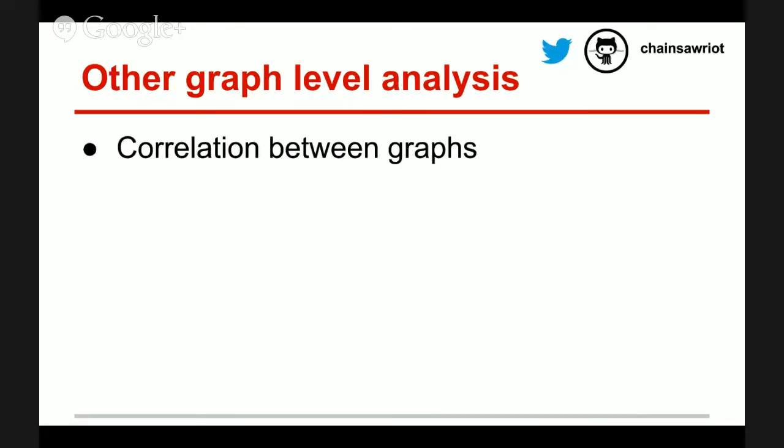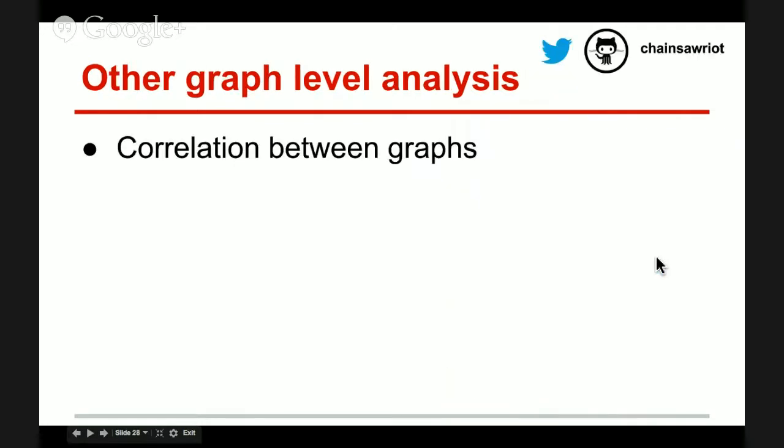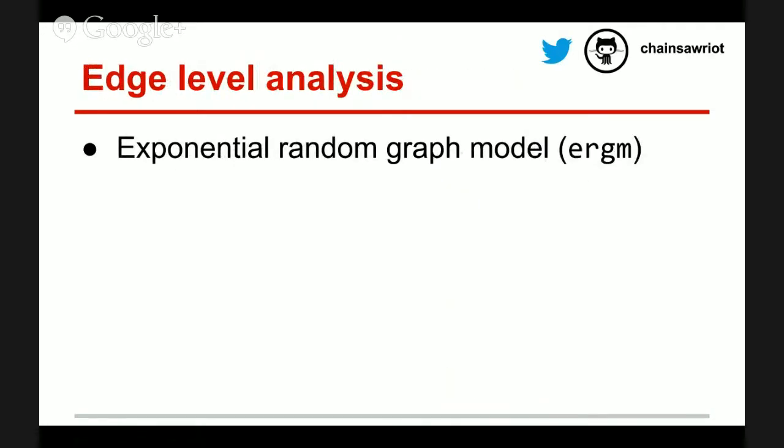Another graph level analysis is to do the correlation between graphs. For example, if you have the same set of nodes, you can study the correlation between these two graphs. And if you want to study why edges are formed between two nodes, you can use this edge level analysis called the ERGM, exponential random graph model. But unfortunately, this analysis can only be done with a network represented by the network package instead of iGraph.